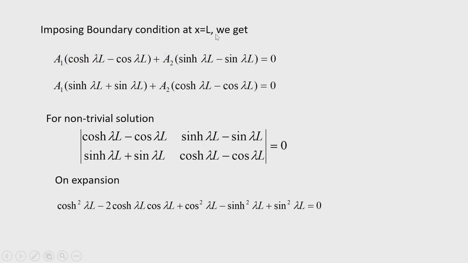So at boundary x is equal to L, we write the equations and we write the determinant of the matrix formed by the coefficients of a1 and a2, and the determinant is equated to 0. That means this term is here, this term is here. Coefficient of a1 in the first equation is written in the first row. Coefficients of a1, a2 in the second equation are written in the second row, and then equated to 0. After expanding, we are getting this. So again, you can see here that sin square lambda l and these two can be combined, and these two can be combined. So you are getting a similar equation, cosh lambda l cos lambda l, similar to the free beam. Okay.